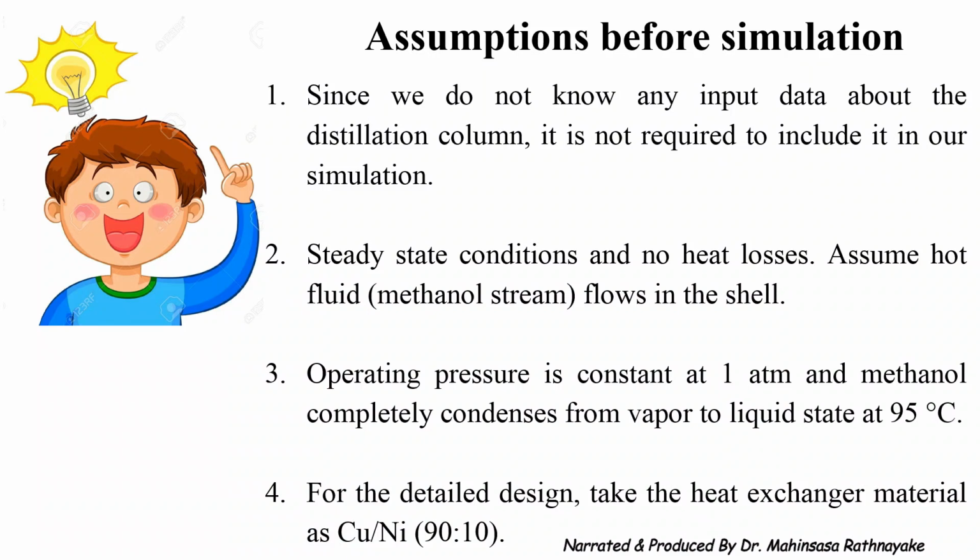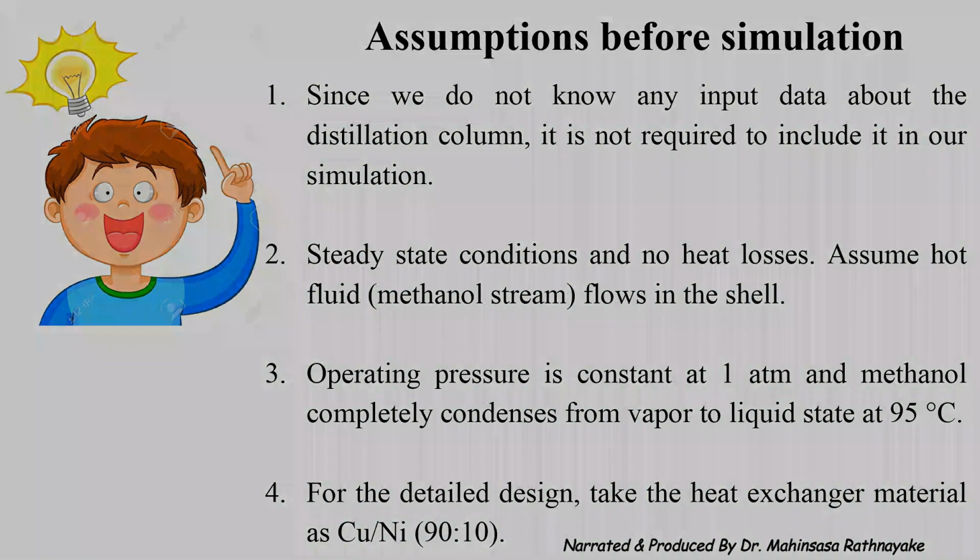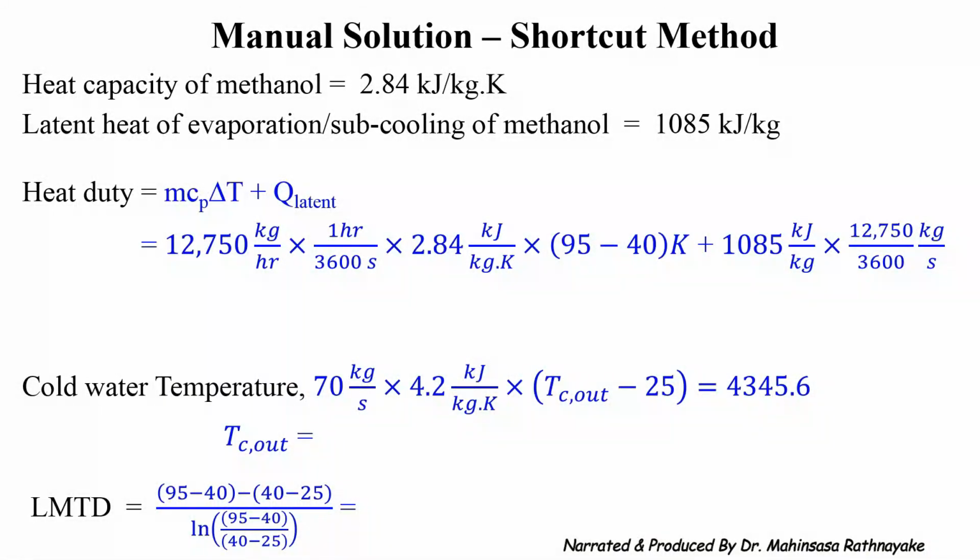As well, we can assume hot fluid flows in the shell. Let's take operating pressure is constant at 1 atm and methanol completely changes from vapor to liquid state. For the detailed design, let's take the heat exchanger material as copper alloy with 10% nickel. Before starting the simulation with Aspen Plus, let's have a look at the manual solution of this problem.